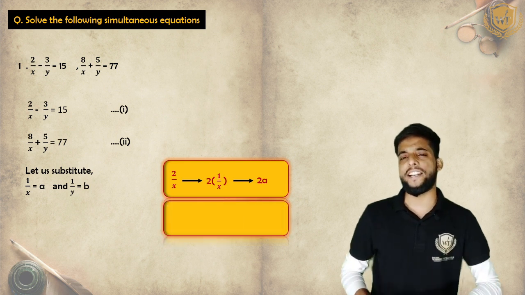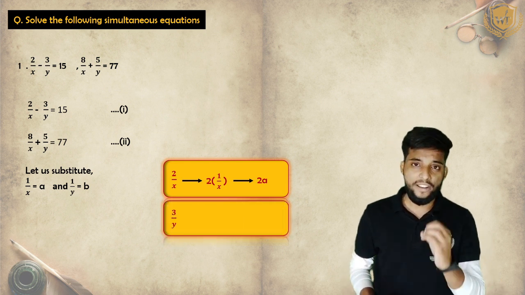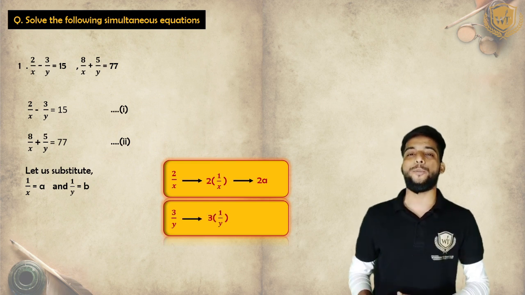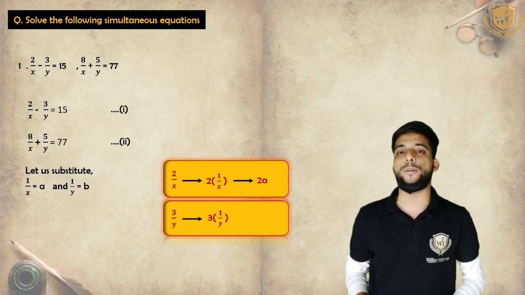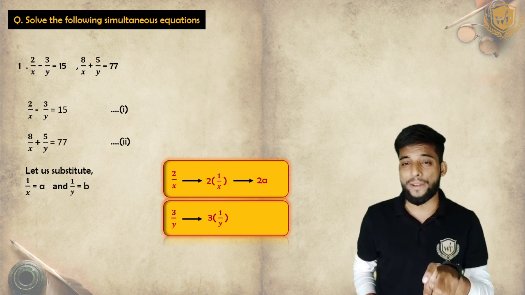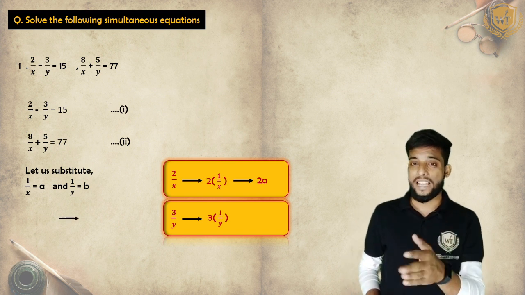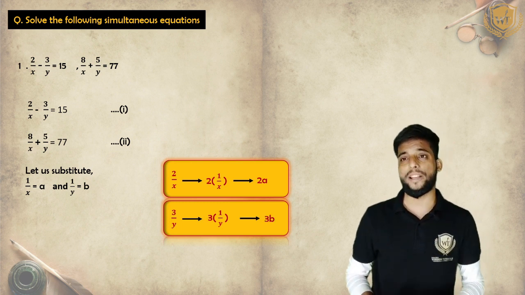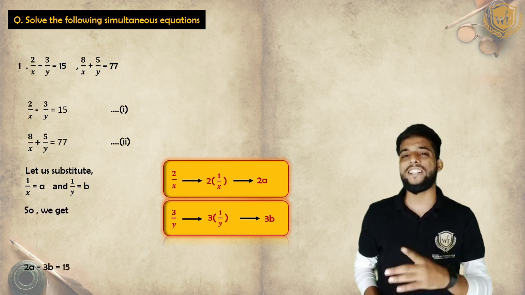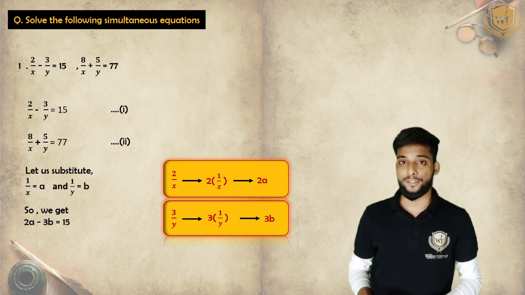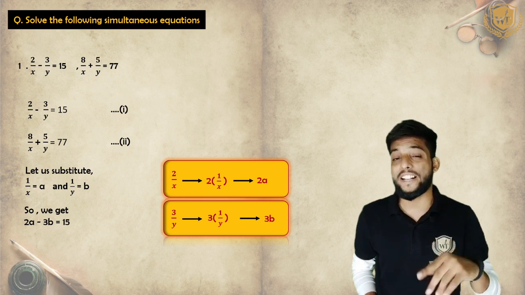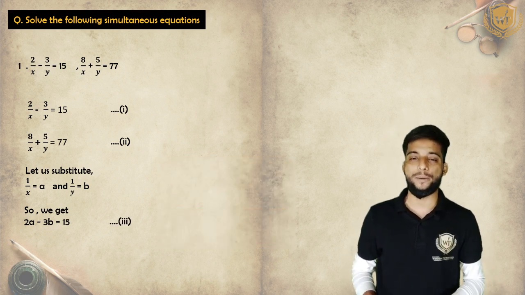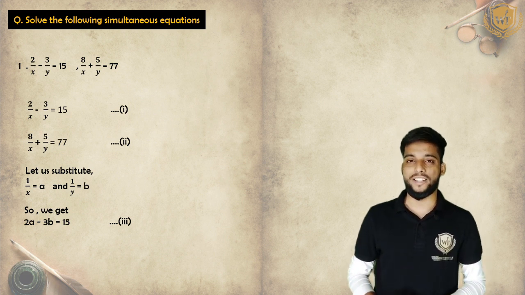Let us focus on the second term now, 3 upon y. Again we can write 3 upon y as 3 into 1 upon y. Perfect, students. 3 into 1 upon y. And in place of 1 upon y we are substituting b. So it can be written as 3b. So the first equation will become 2a minus 3b equals 15. So we have used the substitution and converted the first equation into a linear equation in two variables. Number this as equation number 3.